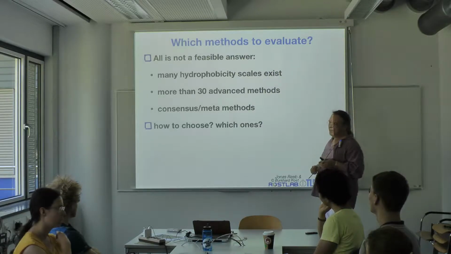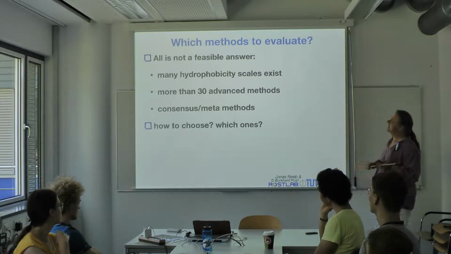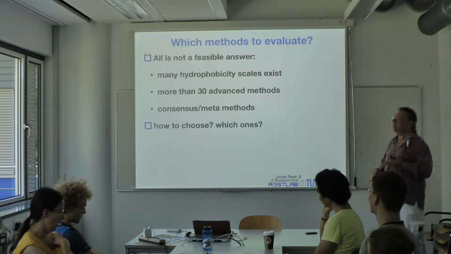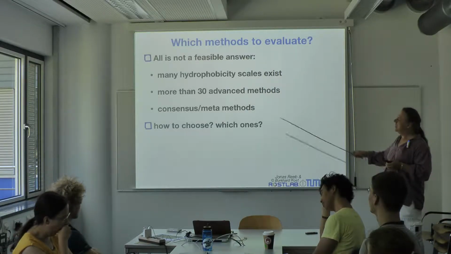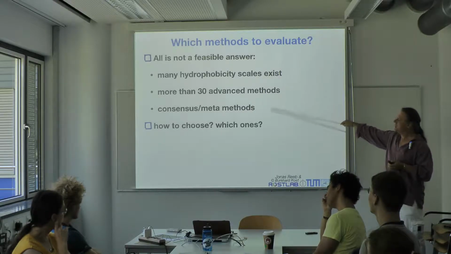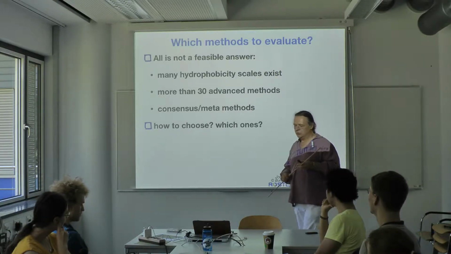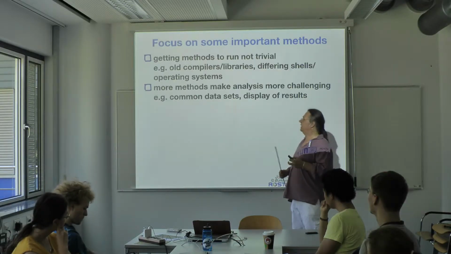What we know is that many methods use hydrophobicity scales. There are many advanced methods that use machine learning, HMMs and the like. There are consensus methods that simply average all of those. Essentially, how would you choose? You would take all the data that you have.